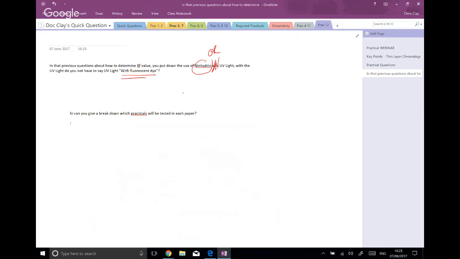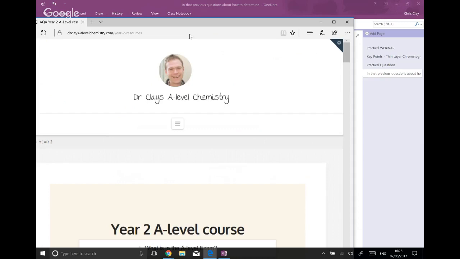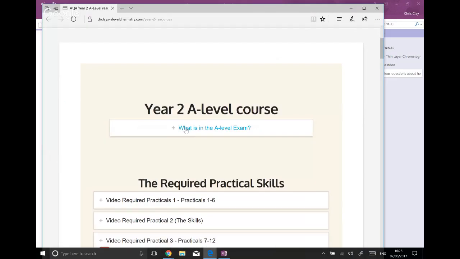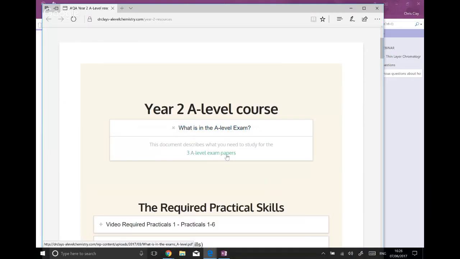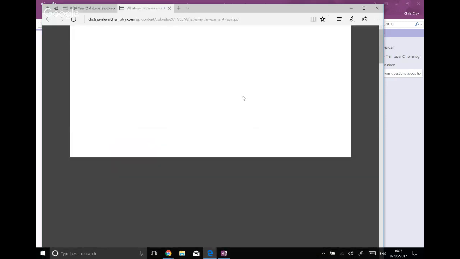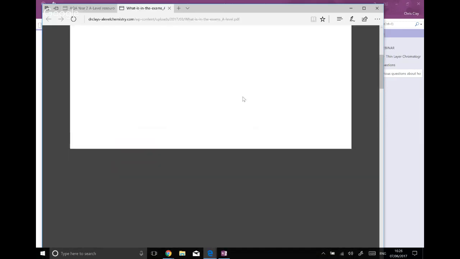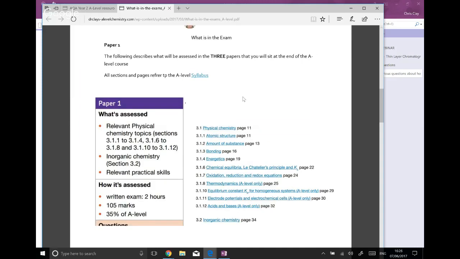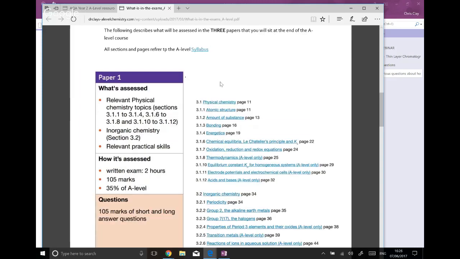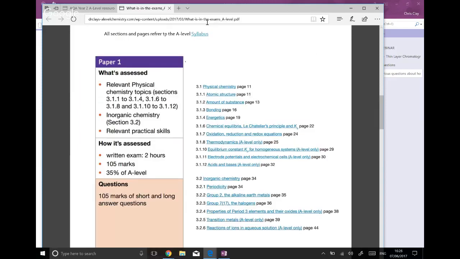If you want to get information about what's in each of the exams, it's available in what's in the A-level exams, the 3 A-level exam papers. It's one of those resources for our subscribers. With the syllabus, all I've done is break it down slightly for you, and it's there for all of our members. But like I say, it's simply information taken from your A-level syllabus, which is available to everyone.